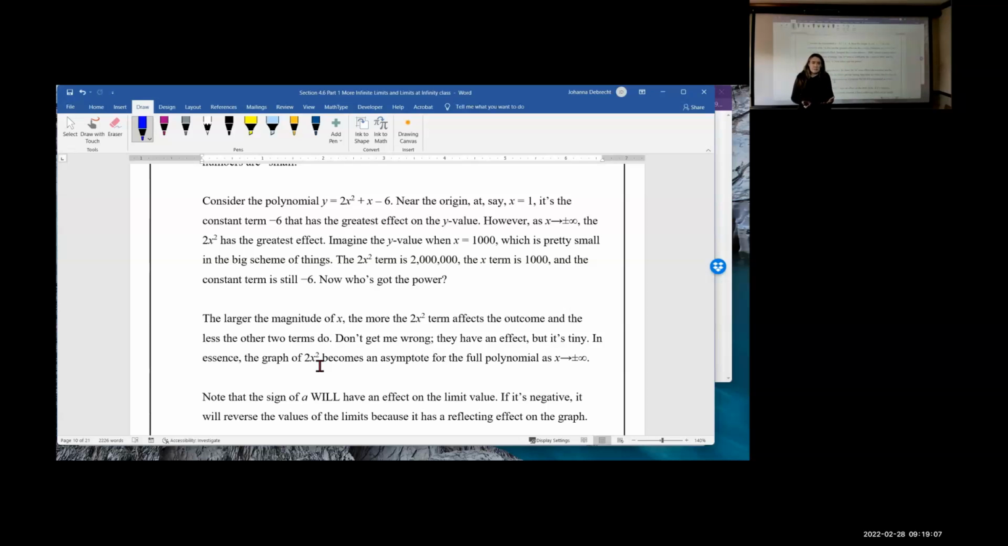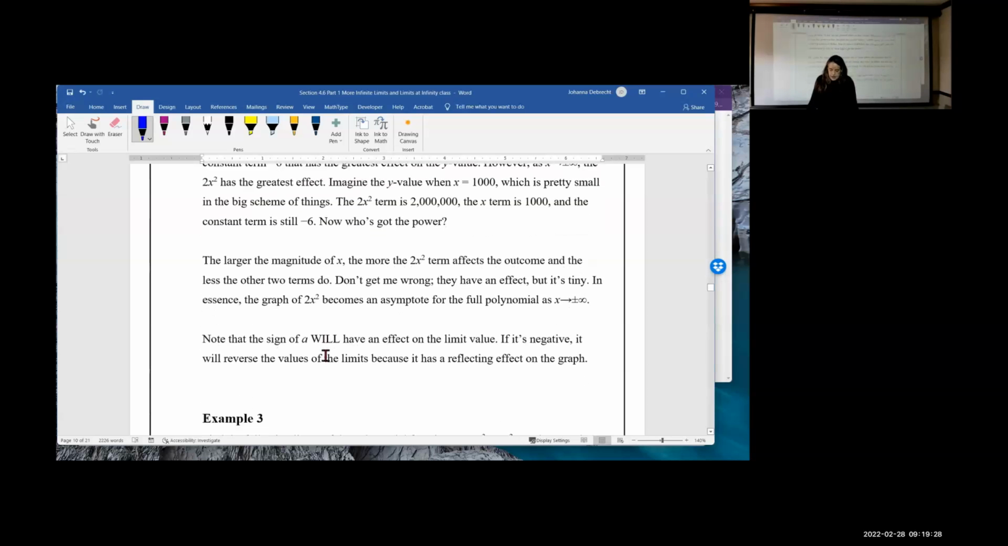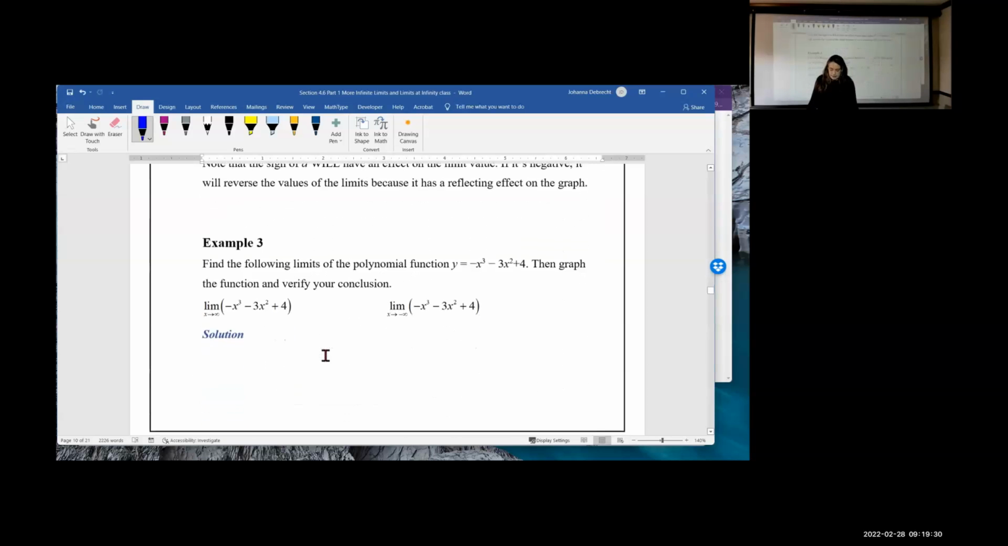Now, which term has the most effect or the most power? It's definitely the highest degree term, which is 2x squared. So this is what we mean by end behavior: as the x values go to the extremes, the highest degree term has the most power, or the most effect, on what the graph does. So it has what I would call a limiting effect.